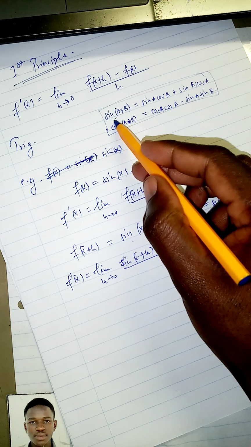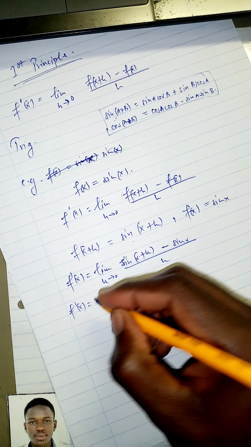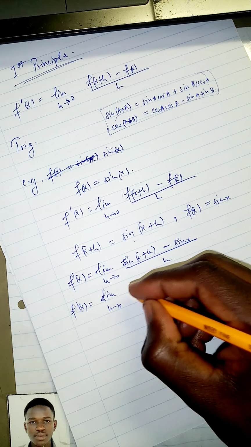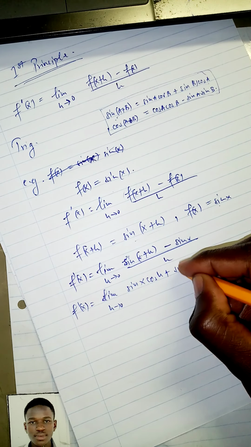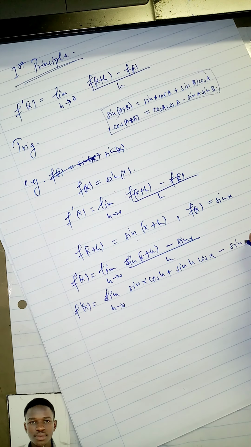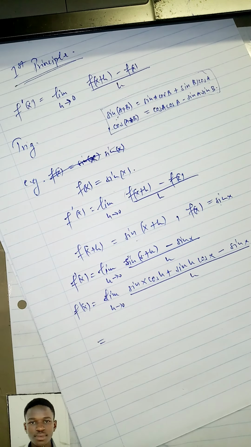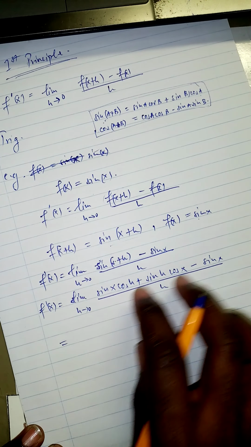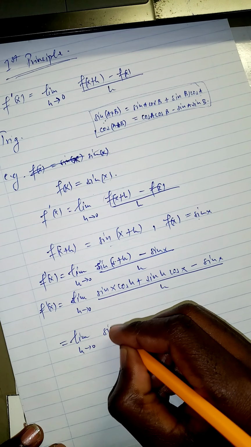And then with that we are going to use these identities. For sine of x plus h, we use this part, which means f prime equals the limit as h goes to 0 of sine x cos h plus sine h cos x minus sine x, everything over h. Remember, from here let's distribute the h over this term, this term and that term, so that we can evaluate each at a time.